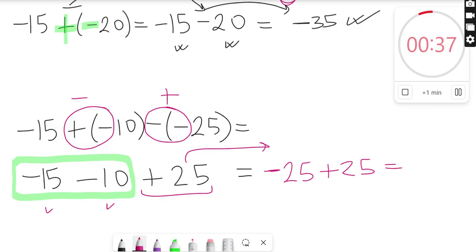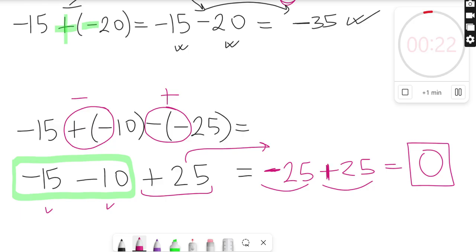Finally, whenever we have negative 25, positive 25, the answer will be 0. Why is that? No matter which sign you copy, because they have different signs, you would minus them. So 25 minus 25 is always equal to 0. Same as if you had, for example, minus 8 plus 8, it will always turn into 0.